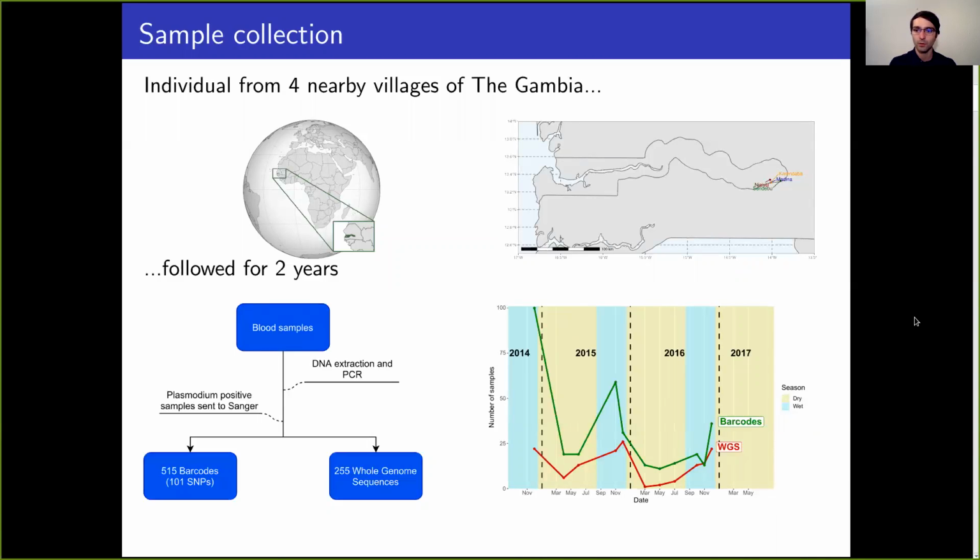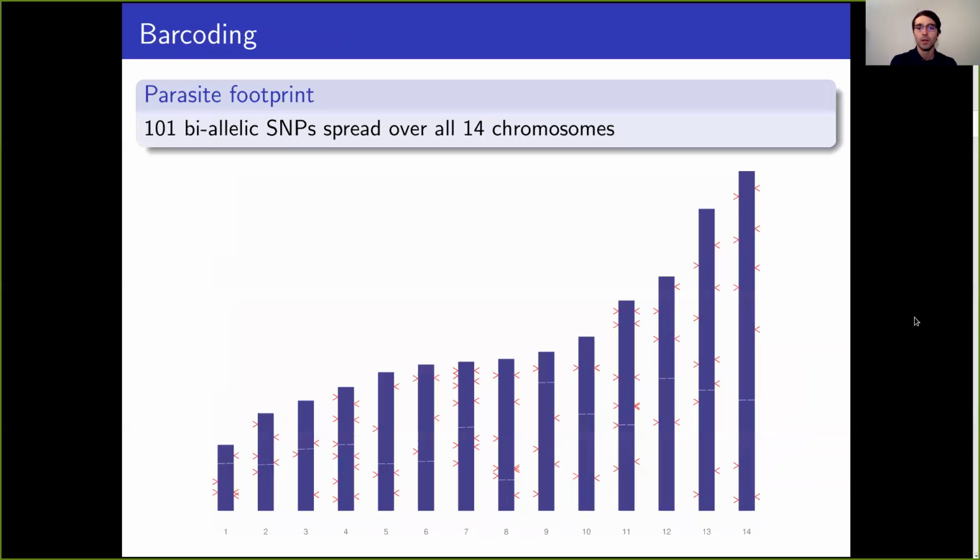The positive samples were sent to Sanger Institute that provided us barcodes and whole genome sequences. You can see on the bottom right of this slide the number of samples that were barcoded in green and the number of samples that were whole genome sequenced in red. What is a barcode? A barcode is actually a selection of 101 biallelic SNPs based on their ability to describe the most diversity in the population. As you can see on this sketch, the SNPs are spread over all 14 chromosomes of Plasmodium falciparum.